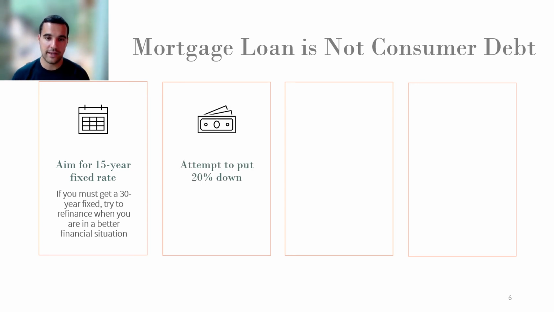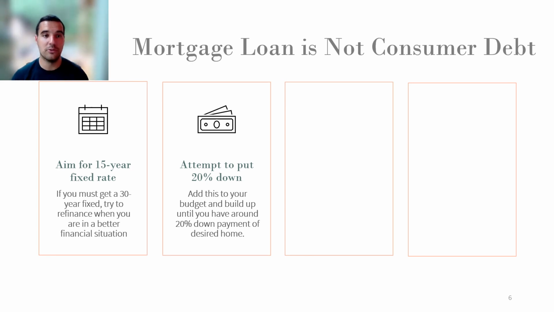Attempt to put 20% down. It's a good goal to build up in your budget. Add this to your budget. Try to get 20% down on your desired home. Right now, especially in 2022, buying a home seems so out of reach. Just stay strong, stick to your budget and to your financial goals, and you will get there.